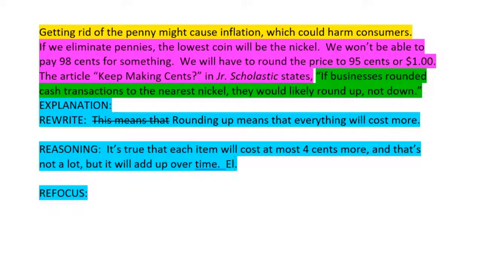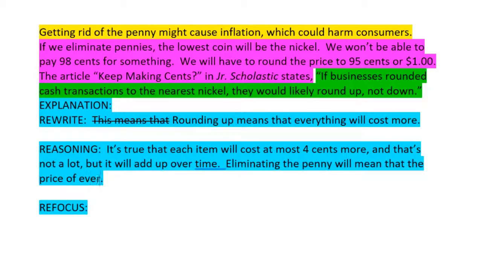I'm going to say eliminating the penny will mean that the price of everything will increase. So up here I said that rounding up means that everything will cost more. That was my rewrite. But here I'm relating that to eliminating the penny. Eliminating the penny will have the consequence that the price of everything will increase. So I want you to stop and write a couple sentences of reasoning in your own paragraph.